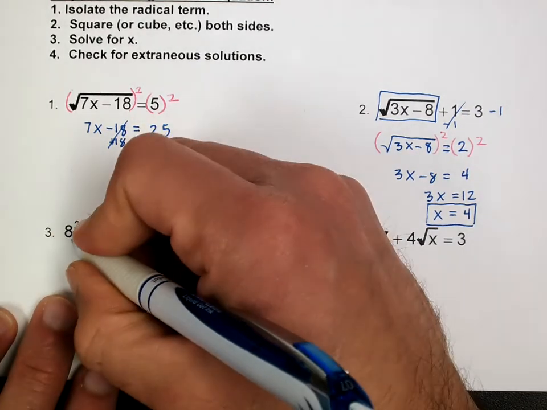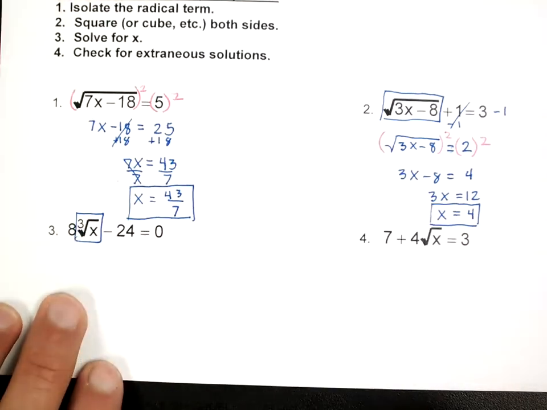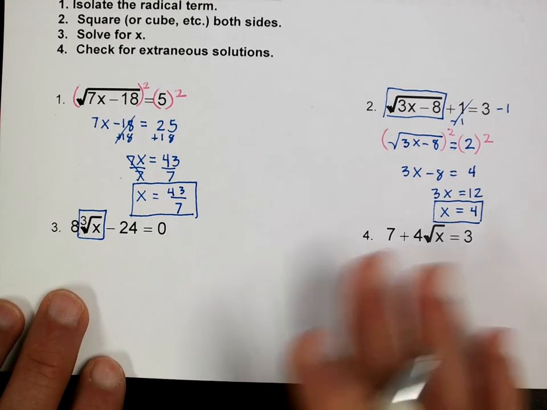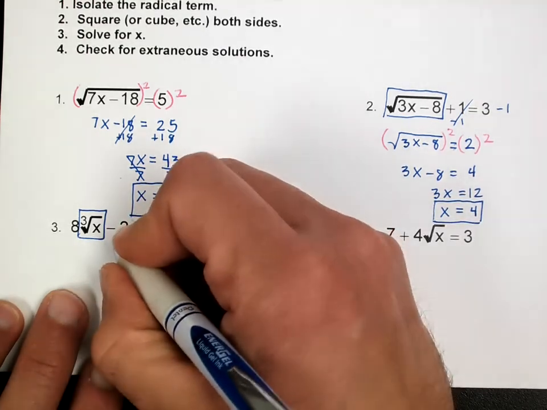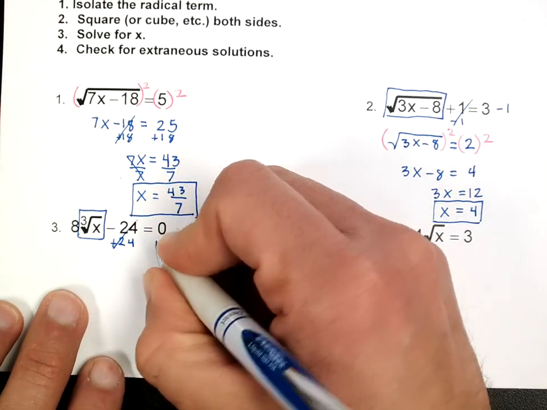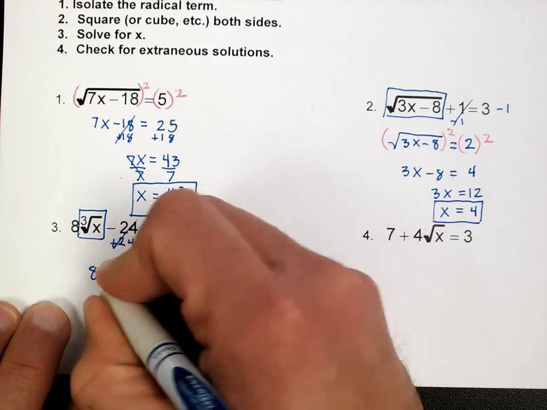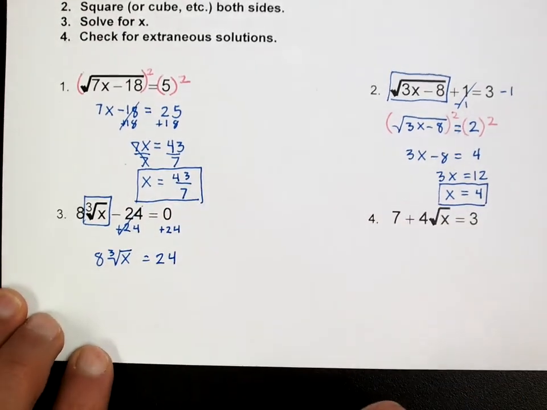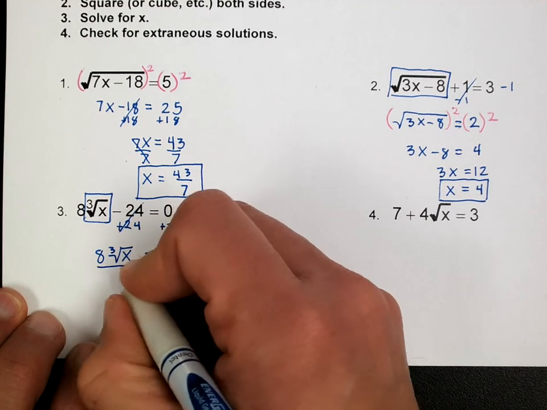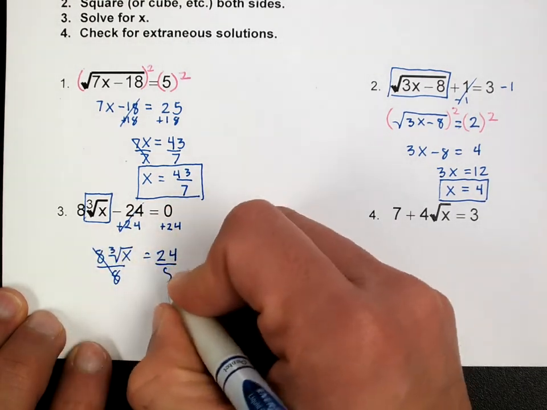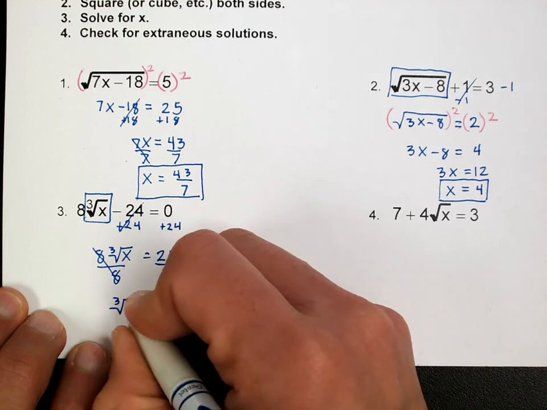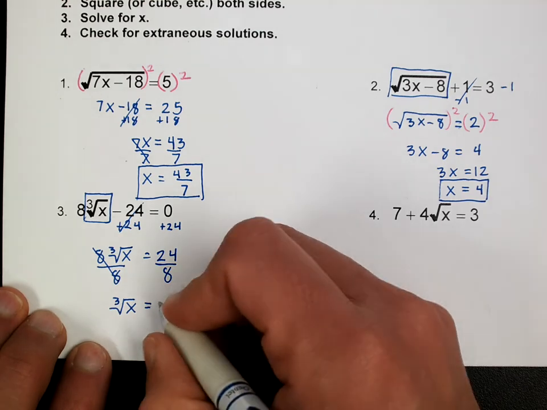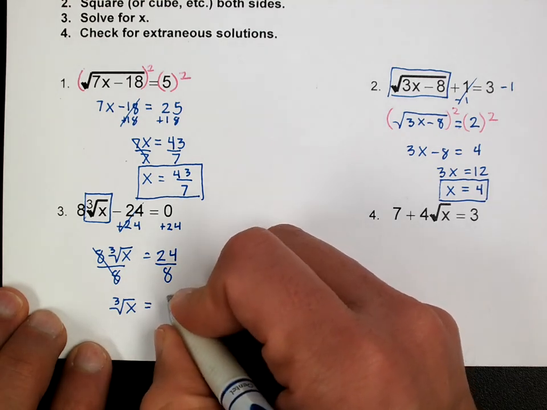Now, number 3, again, remember, we're trying to isolate the radical, which is that. All right, now this one's a cube root, so it's going to work a little differently, but we're still going to isolate it, so that step is the same. So we're going to add the 24. So we have 8 cube root of x is equal to 24, and then now we're going to divide by 8. Again, I want to isolate that radical term. So this one is going to be 3 here.